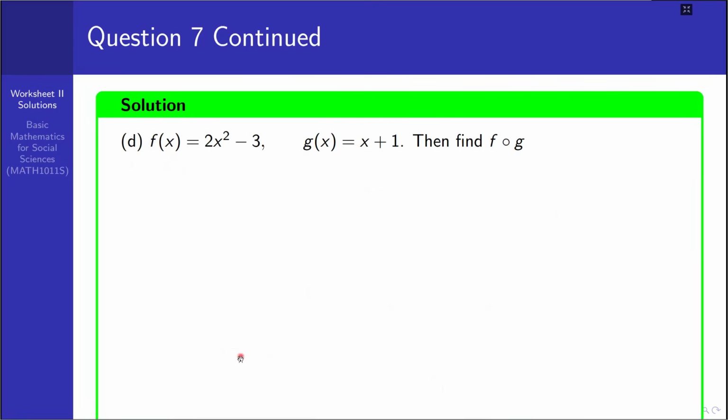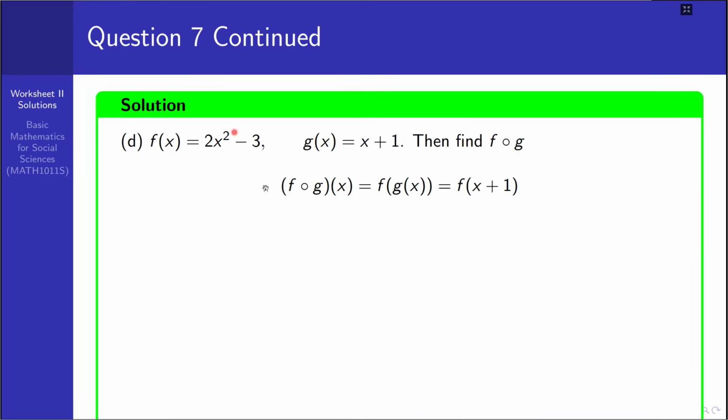Next question, f of x is given to be 2x squared minus 3 again, and g of x is x plus 1, then we are asked just to find f composite of g. f composite of g of x is equal to f of g of x, which is f of x plus 1, because g of x is x plus 1.